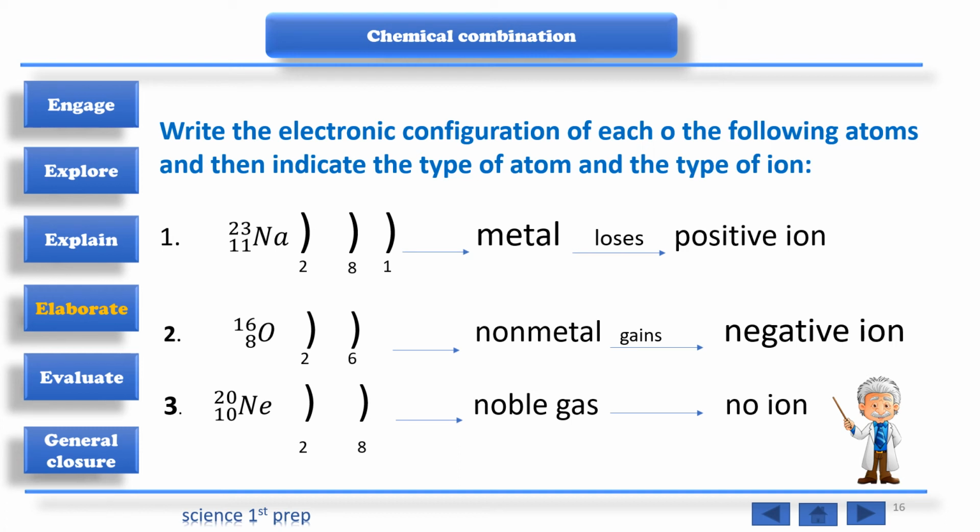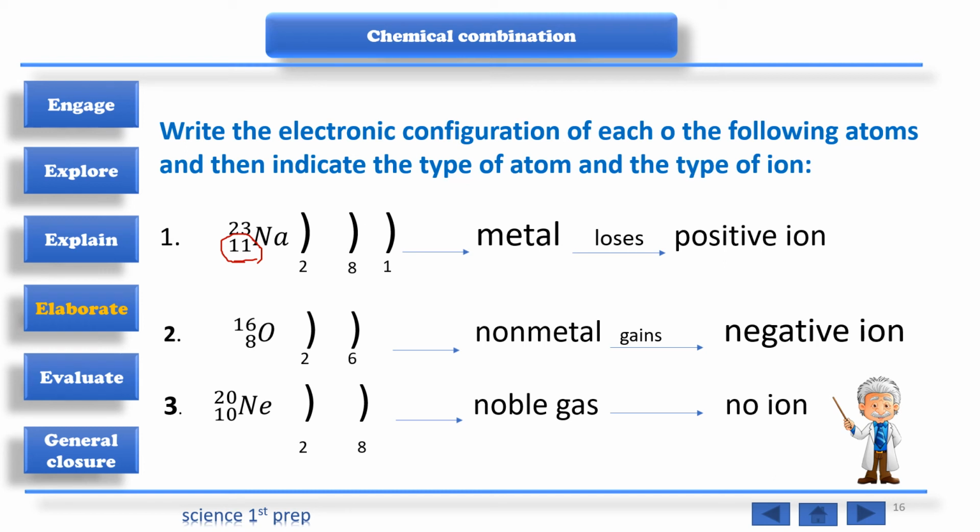Now let me ask you a question. Write the electronic configuration of each of the following atoms and then indicate the type of atom and the type of the ion. Now let's see. We have sodium, 11. We will make the electronic configuration using the atomic number.